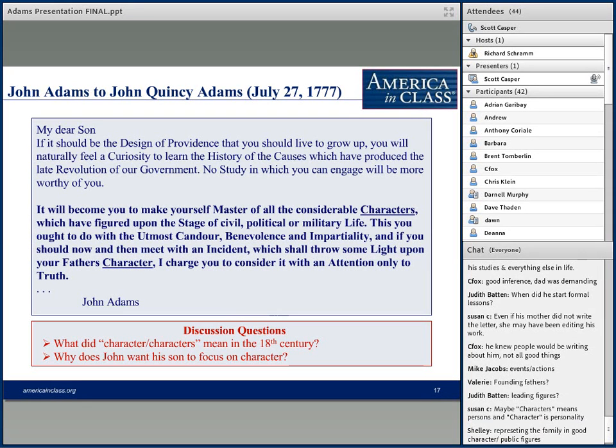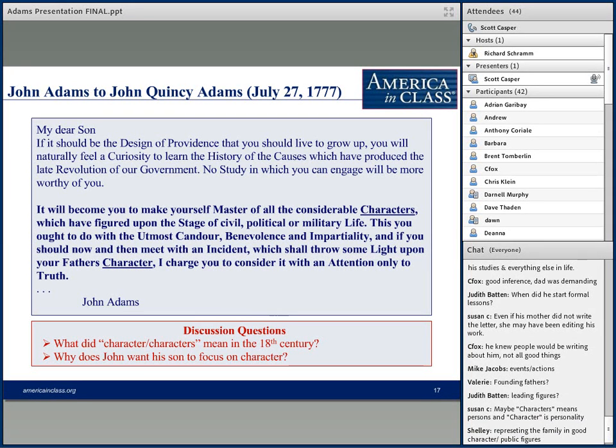Characters would be public actors, public figures. And they could be leading figures, they could be figures who were involved in political life, or in religious life, and so on. But this would be public characters, and the term upon the stage is crucial here. When people talked about character in the 18th century, they often talked about individuals living their public lives as if they were characters on a stage. In other words, thinking about acting and thinking about presenting yourself in public. So we often see this idea of characters upon the stage of public life.